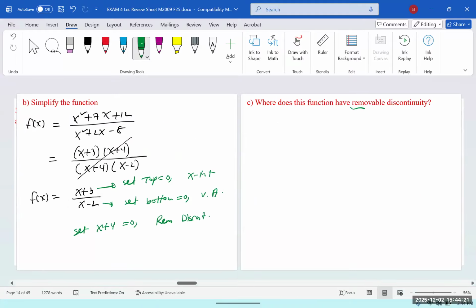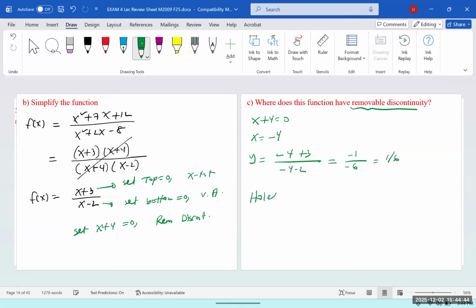The next one is asking for removable discontinuity, means the cancel term. So x plus 4 equals 0 gives you x equals -4. And then to get the y, it's -4 plus 3 over -4 minus 2. So -1 over -6, which is 1/6. So you have a hole at -4, positive 1/6.